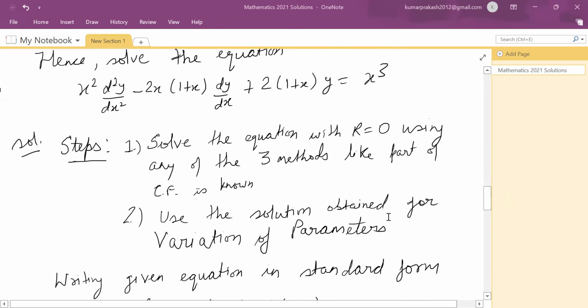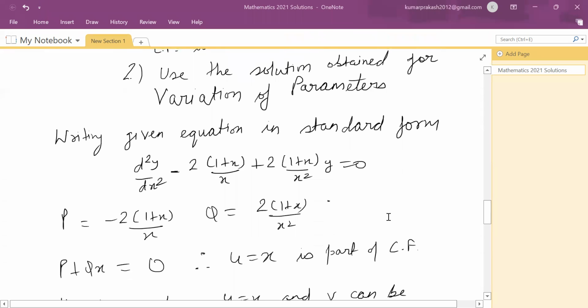So what are the steps? Solve the equation with R equal to 0 using any of the three methods. Like in this case, part of CF is known. Use the solution for variation of parameters. First and foremost, write the given equation in standard form. That's the most important step, and I will discuss why.